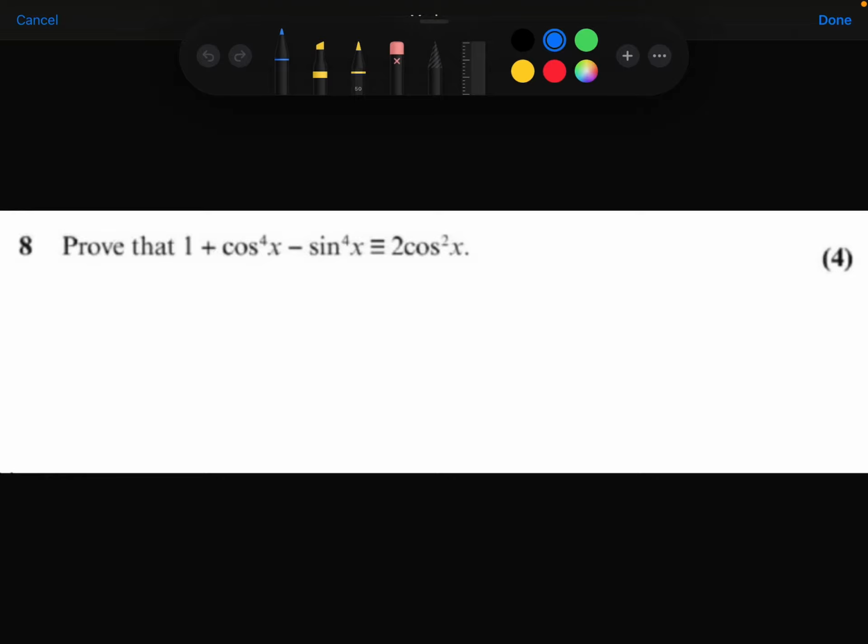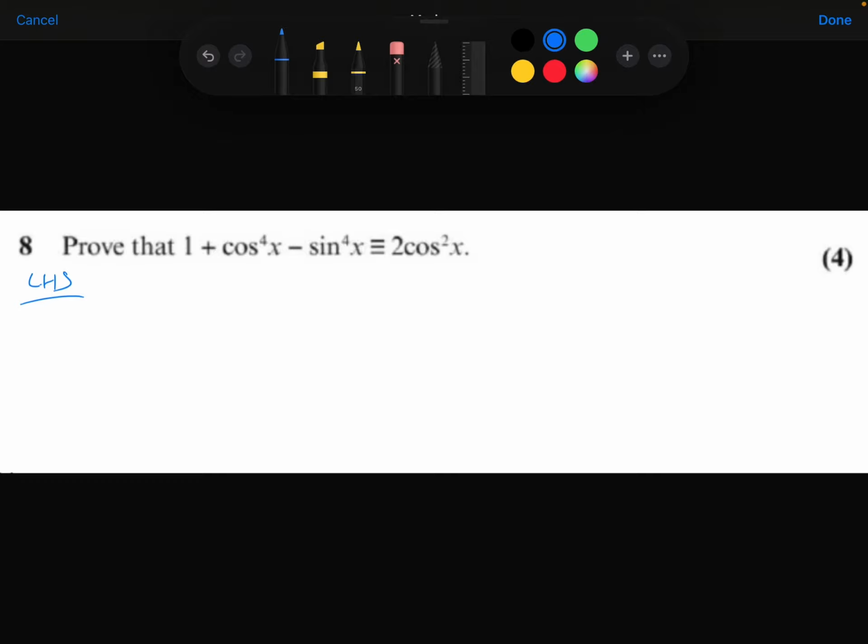Prove that 1 plus cos to the power 4x minus sine to the power 4x is identical to 2 cos squared x. So first thing to do is to decide which side to begin with. Should we start on the left-hand side and make that become the right-hand side, or vice versa? The left-hand side there, the 1 plus cos to the power 4 minus sine to the power 4, is much more complicated. There's much more things I can do with that. It's much easier to reduce the powers of 4 to make them become squared than the opposite way round. So I'm definitely going to start on the left-hand side.